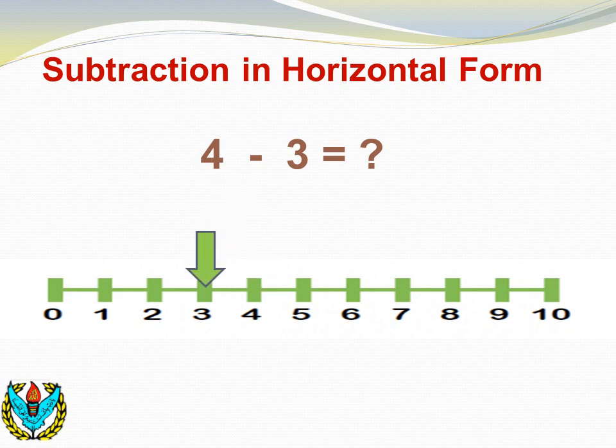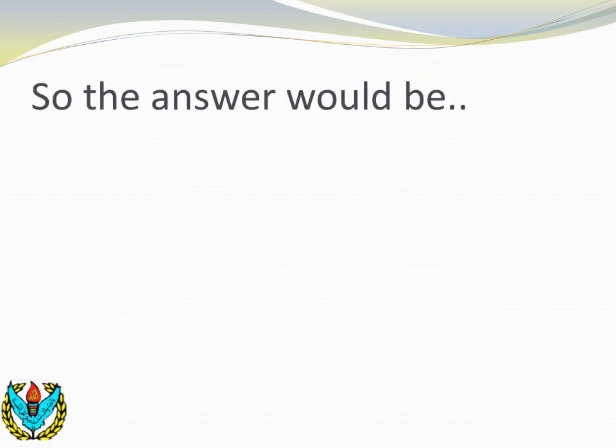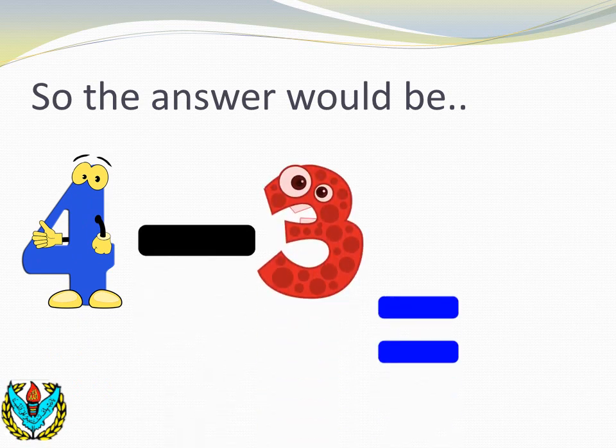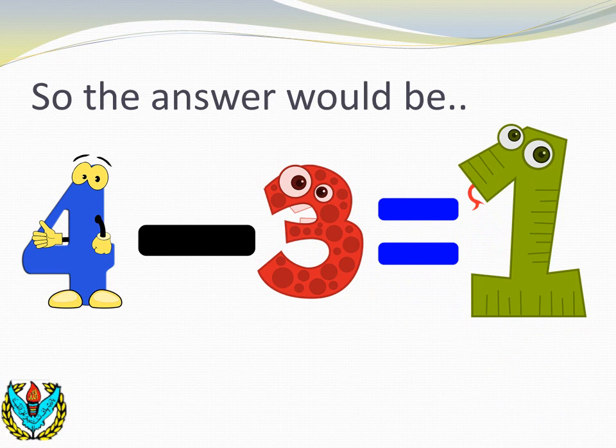1, 2, 3. Which is the number we have? It is 1. So the answer would be 4 minus 3 is equal to 1. 4 minus 3 is equal to 1.